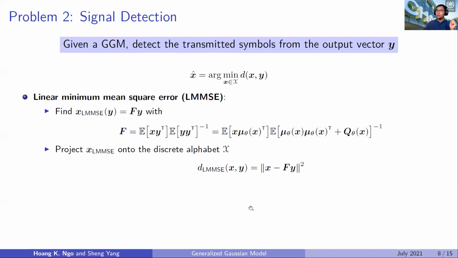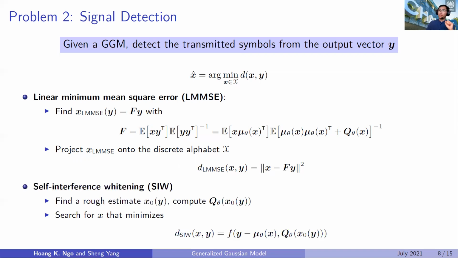The next detector that we consider is in the spirit of a linear minimum mean square error. So in the first step, we find a matrix F that upon multiplying with Y will give us an estimate of the transmitted signal. So this F is given by the product of the cross correlation between X and Y and the inverse of the autocorrelation of Y. And it can be computed in this way. In the second step, we are going to project the vector Fy onto the discrete alphabet X.